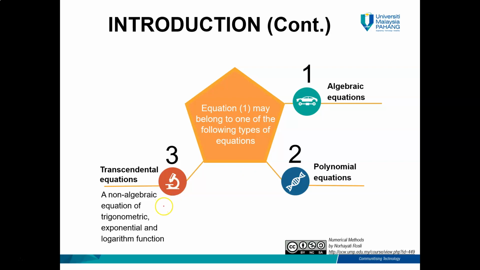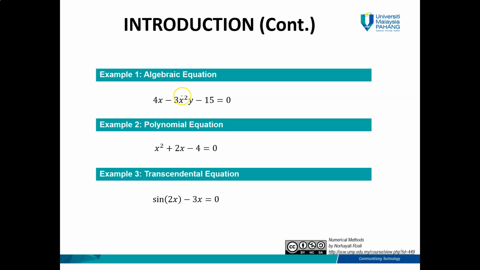A transcendental equation is a non-algebraic equation which can be in the form of a trigonometric function, exponential function, and also logarithm function. So these are examples of the types of equation that we have discussed previously. For example, an algebraic equation can be in this form, a function in terms of x and y only. For example, we have 4x minus 3x squared y minus 15 equal to 0. And then if we have f(x) equal to a_n x to the power of n plus a_(n-1) x to the power of n minus 1, and so on, plus a_2 x squared plus a_1 x plus a_0, which is equal to 0, this kind of function we call a polynomial function. For example, here we have x squared plus 2x minus 4 equal to 0.